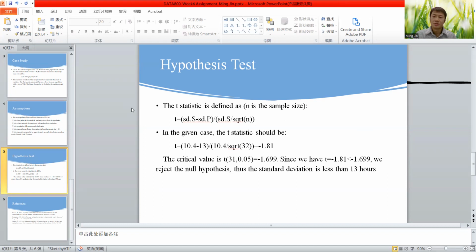We can also find the critical value of the t statistic at a degree of freedom of 31 and a significance level of 5%. It is negative 1.699. Since the calculated t statistic is less than the critical value, we can reject the null hypothesis and conclude that the standard deviation is less than 13 hours.